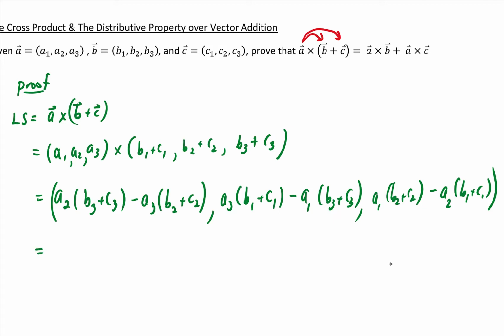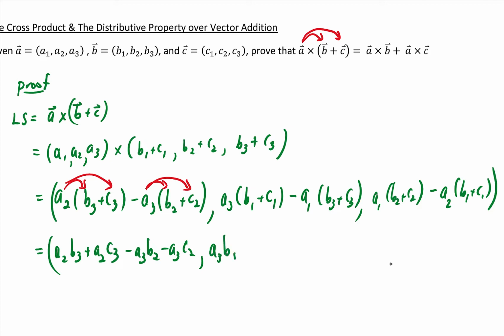Next, we're going to expand. So I get A2 B3 plus A2 C3. So I expanded this bracket first. I'm going to do the same thing with this bracket. And this is all the X component. So I get minus A3 B2 minus A3 C2. And then for here, I get A3 B1 plus A3 C1 minus A1 B3 minus A1 C3. And for the Z component, I get A1 B2 plus A1 C2 minus A2 B1 minus A2 C1.